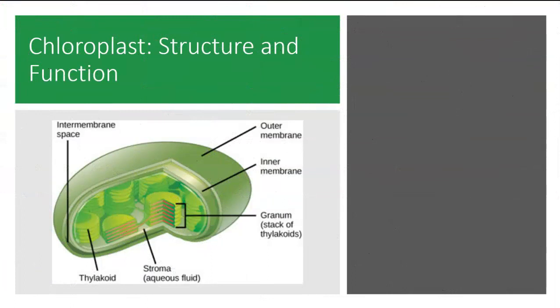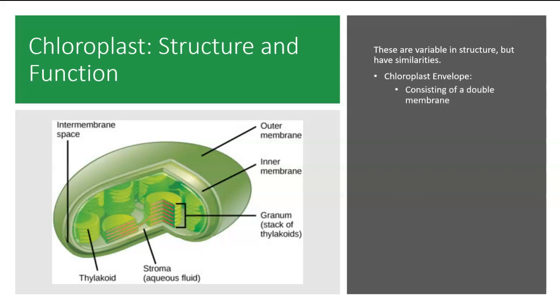So, thinking of our chloroplasts, let's have a look at their structure and their function. These are variable in structure, but they do have many similarities between one chloroplast and the next. They all have a chloroplast envelope, which consists of a double membrane. They have thylakoid stacks, which are called grana. This is an intense green internal membrane, and you can see that in the diagram there.